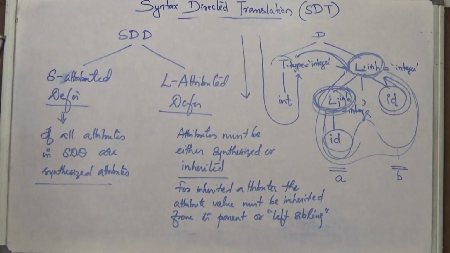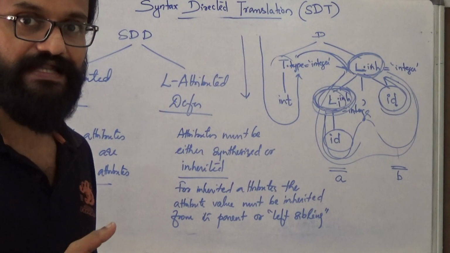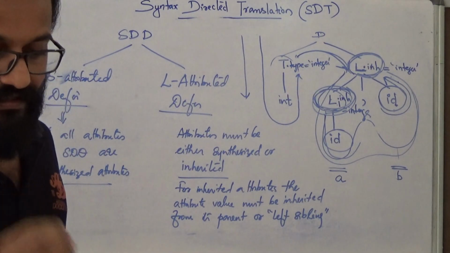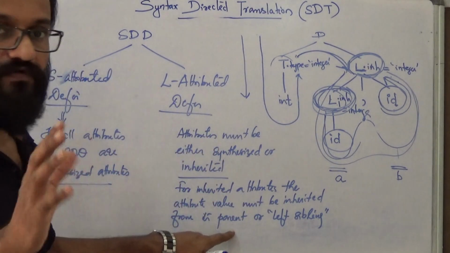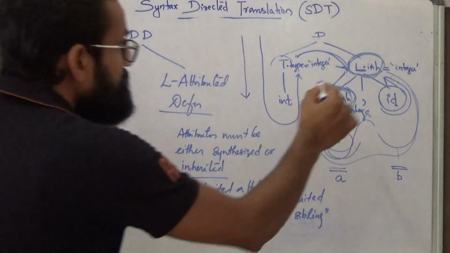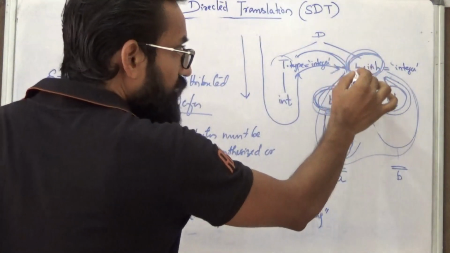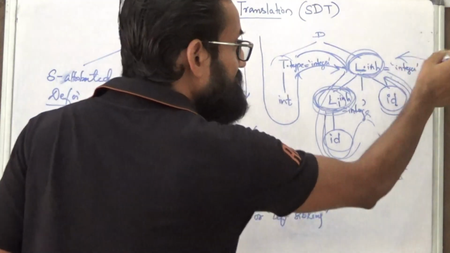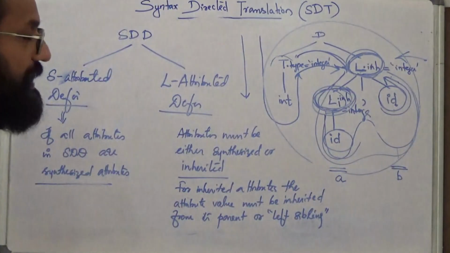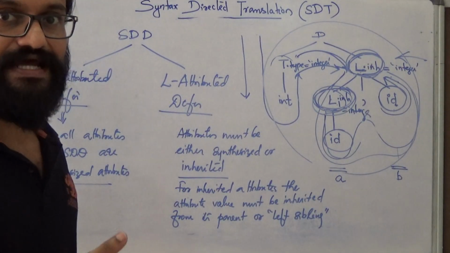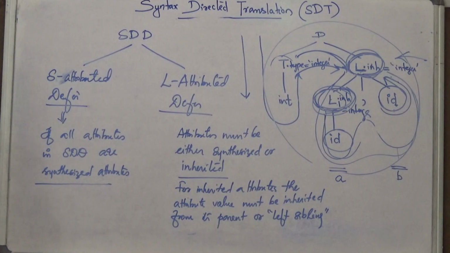This is very important. If you consider the L-attributed definition, it is a combination of synthesized and inherited attributes, and for inherited attributes the value must be inherited from the parent node, from the parent or from the left sibling. In this example, this attribute inherits the attribute from the left sibling. No attribute is allowed to inherit the attribute from the right sibling. So this is an example of an L-attributed definition, which includes synthesized attributes and inherited attributes, but inheritance is always from left to right. That's it.